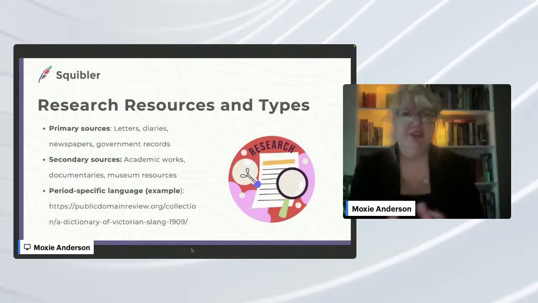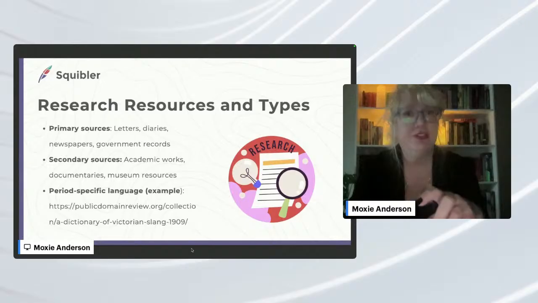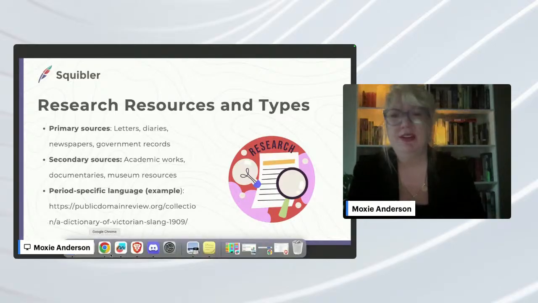So there are different research sources and types. Primary sources are going to be the first person who has observed something in history. So those will be your letters, your diaries, your newspapers, government records. Secondary sources are those academic works, documentaries, museum resources. It's also useful to find a web page that has period-specific language. And this is around for just about every era.